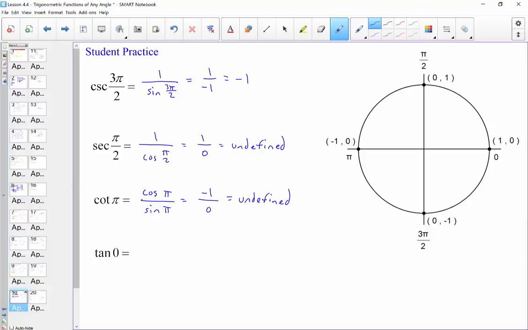Recall from our trig identities that the tangent is equal to sine over cosine. So the tangent of 0 is equal to the sine of 0 over the cosine of 0. The sine of 0 is 0 because that is the y-coordinate where 0 intersects the unit circle, and the cosine of 0 is 1 because that is the x-coordinate where 0 intersects the unit circle. 0 over 1 simplifies to 0.